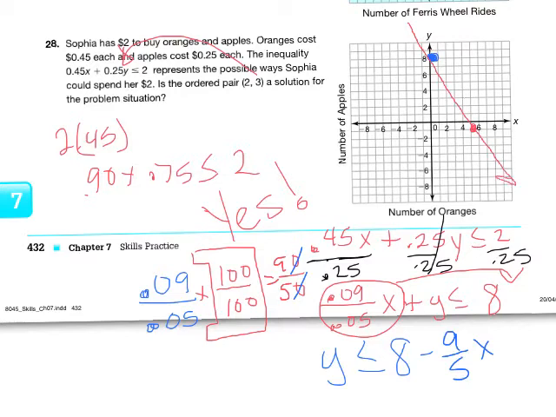And because it's less than, it is going to be on the bottom.